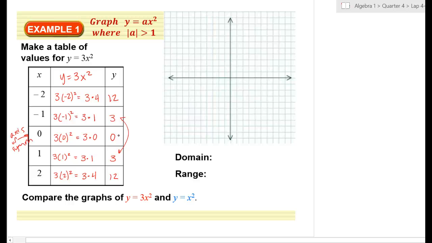So we go and we plot these points. Negative 2, 12 goes off my graph, so I'm not going to worry about it. Negative 1, 3. 1, 2, 3. 0, 0. 1, 3, and then 2, 12 also goes off my graph. So we graph those points, and that's what my graph looks like.